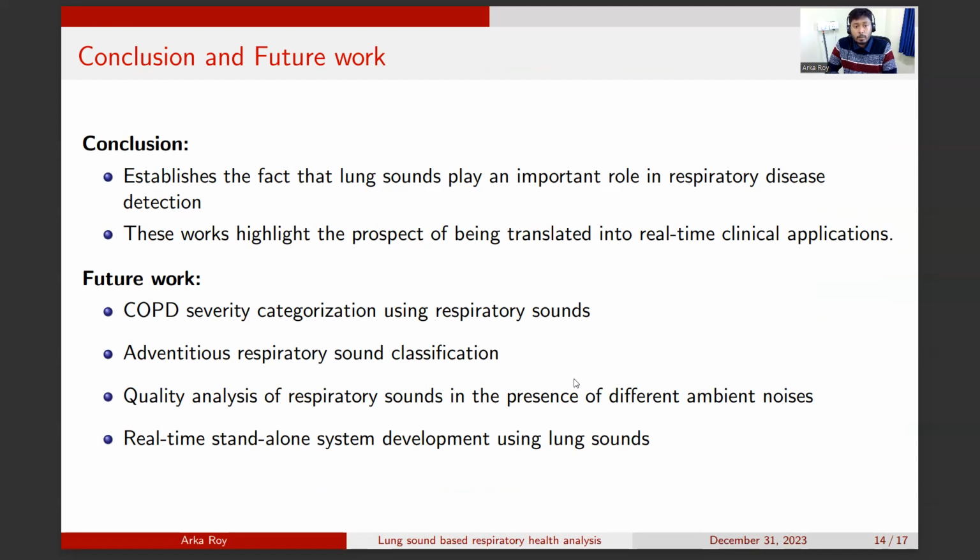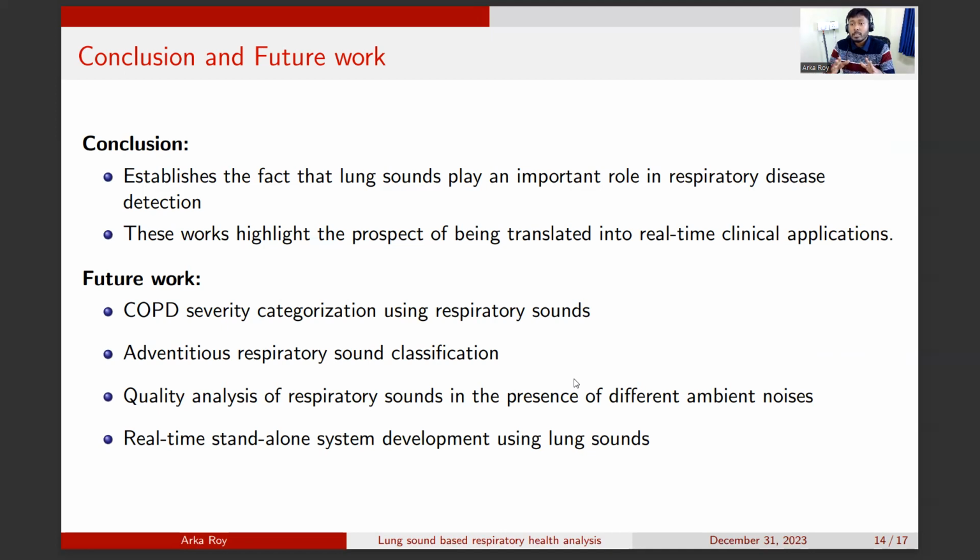Here we'll be discussing the conclusion and future work. As we can see, we have established that lung sound plays a pretty important role in identifying respiratory diseases, and we have shown that as these models are very lightweight in nature, we can transfer this model to a real-time clinical scenario and create a point-of-care device which will be used for respiratory disease screening.